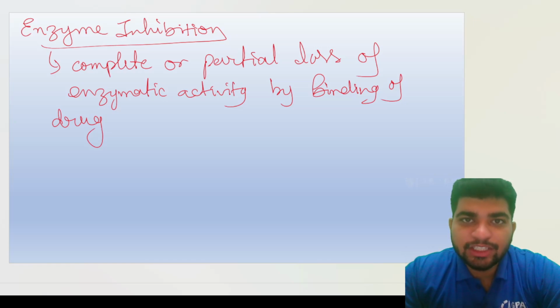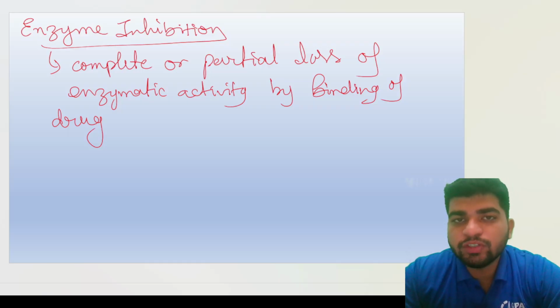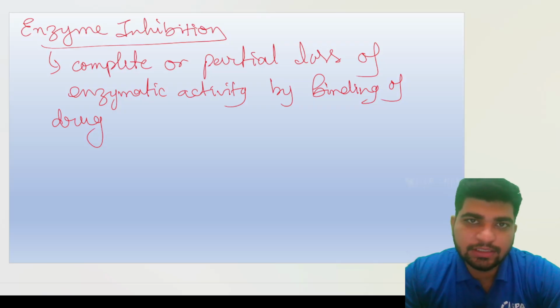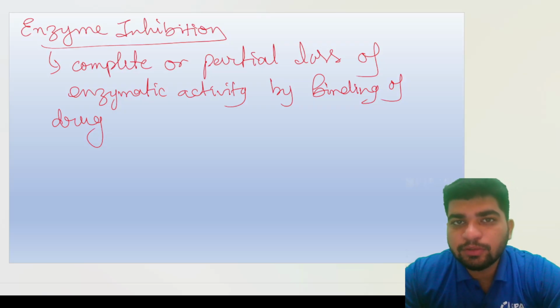For example, ACh is metabolized by acetylcholinesterase, but there are some drugs which inhibit the acetylcholinesterase enzyme. Those drugs are anticholinesterases, for example physostigmine, neostigmine, rivastigmine. These are the drugs which inhibit the enzyme that is responsible for the breakdown of acetylcholine.